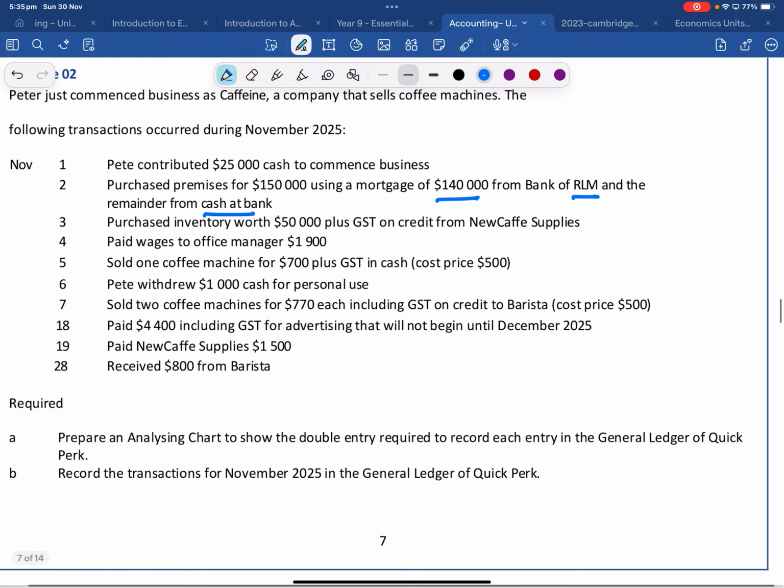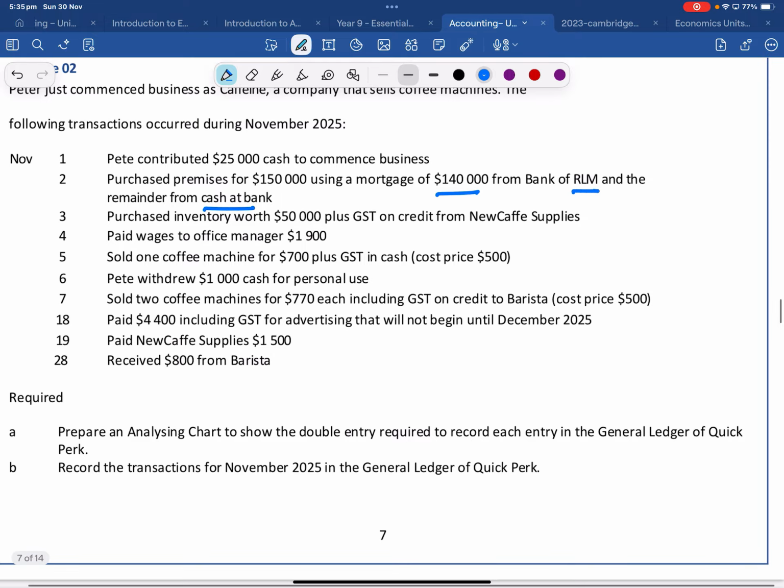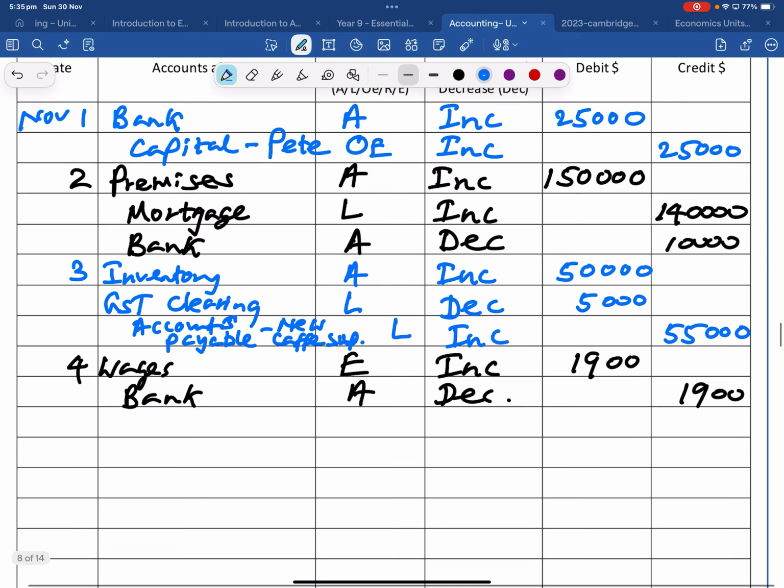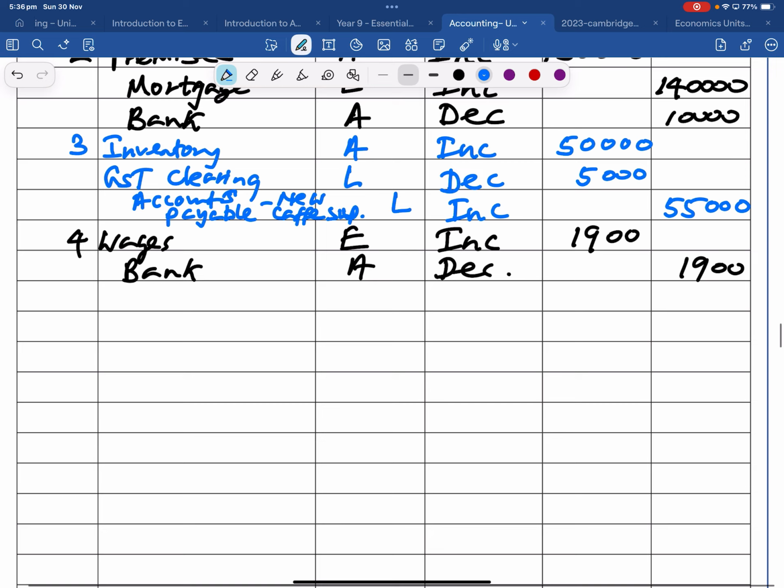Sold one coffee machine for 700 plus GST in cash. Okay. What's the double entry for this? Okay, now we can start. Bank. At which price firstly? At selling price, good. Do everything at selling price first. Always try to get used to writing selling price first. Yes, bank, what happens? Increase asset. How much? 770.